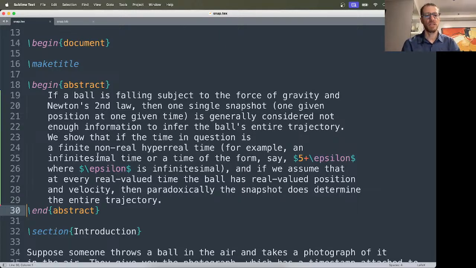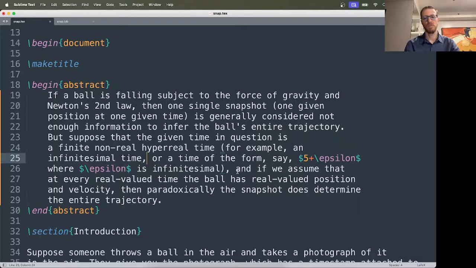This last sentence is very long. Let's try and break it up. But suppose that the given time in question is a finite non-real hyperreal time, for example, an infinitesimal time, or a time of the form, say, 5 plus epsilon, where epsilon is infinitesimal.